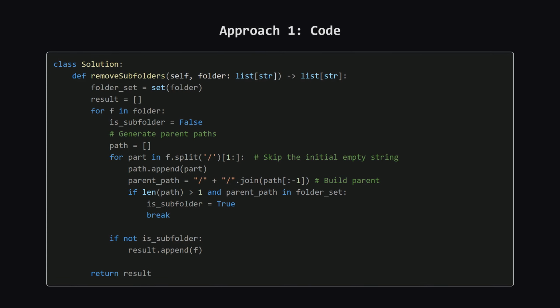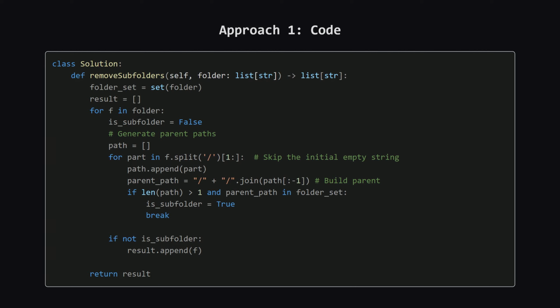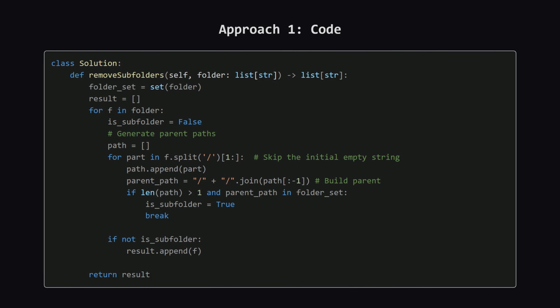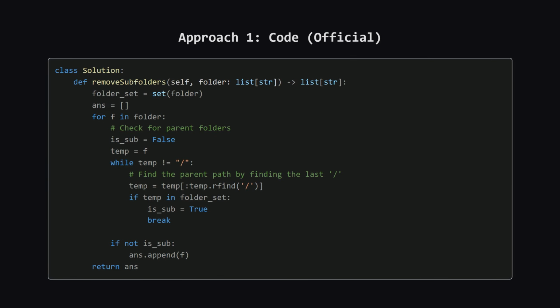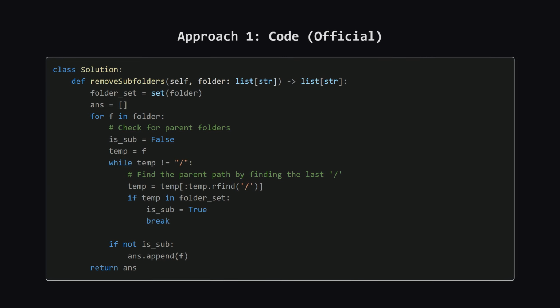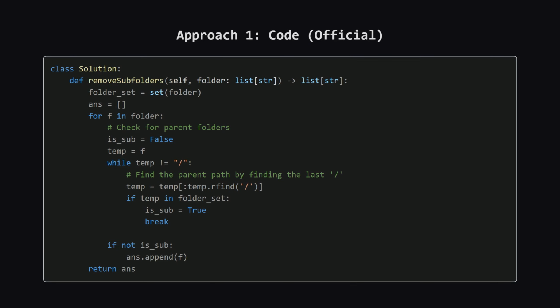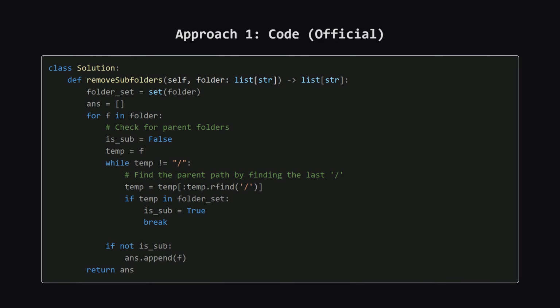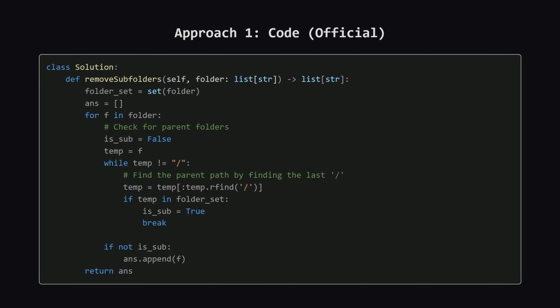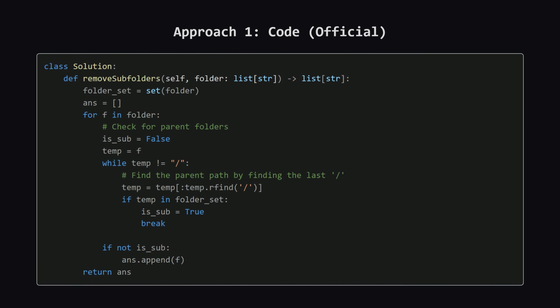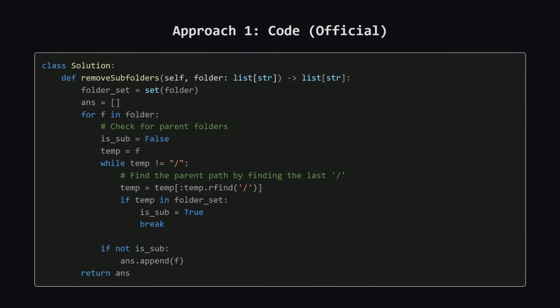Here's a possible implementation of that idea. It works, but it's not the one from the editorial, which is a bit cleaner. Let's look at the official, slightly more elegant version. Okay, this is the official code for the set approach. It's a little more direct. It adds all folders to a set for quick lookups. Then, for each folder, it works its way upwards, checking for parents. Let's break down how that while loop works.